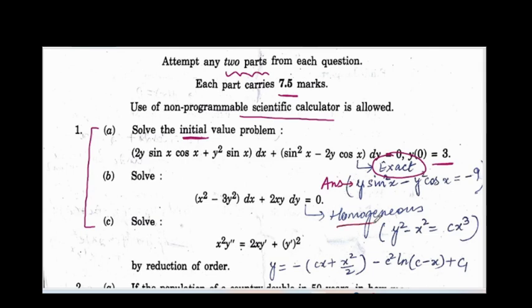The second part was homogeneous differential equation. Very easy again. You will just substitute y by x as v and follow the usual procedure to get the answer as y square minus x square is cx cube.